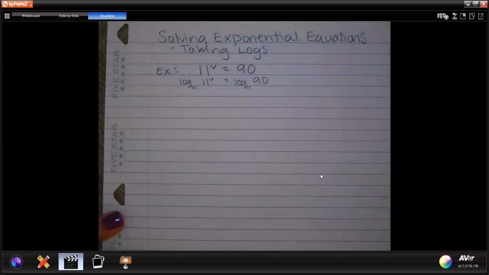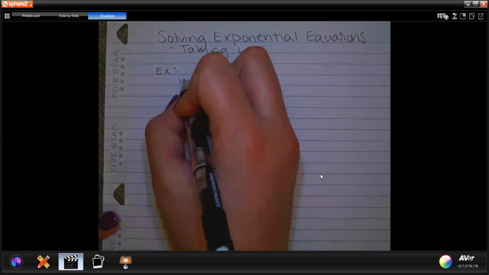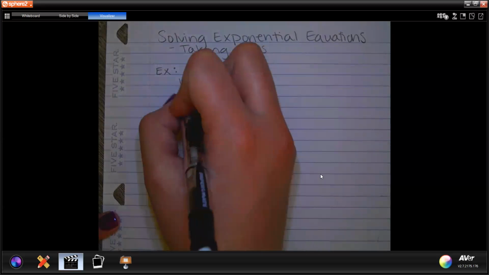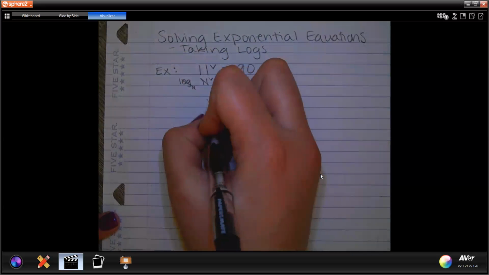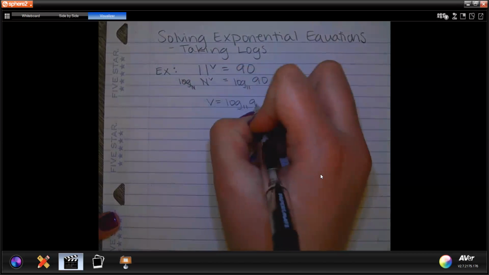Now, since these are inverses, they cancel each other out. Just like add and subtract are inverses, if you have plus 3 and minus 3, those two things cancel. Multiply by 2 and divide by 2, those two things cancel. Exponent with base of 11 and log with base of 11, those two things cancel. So we get v equals log base 11 of 90.